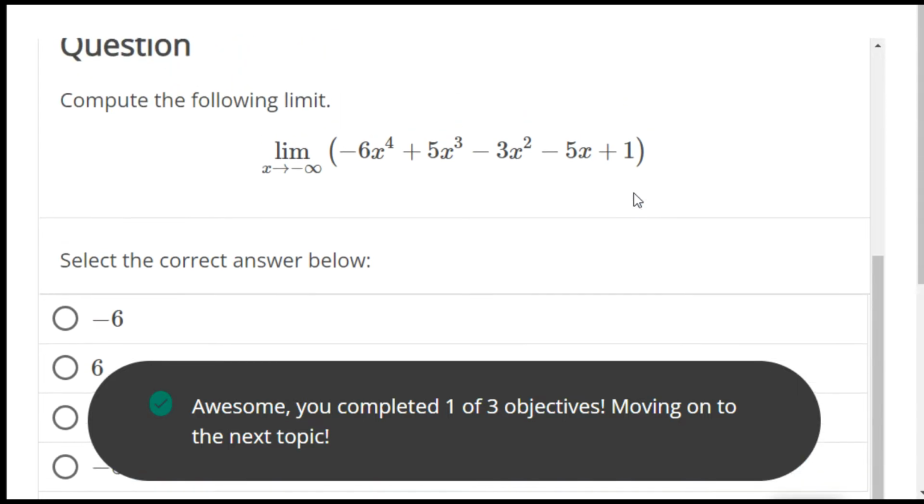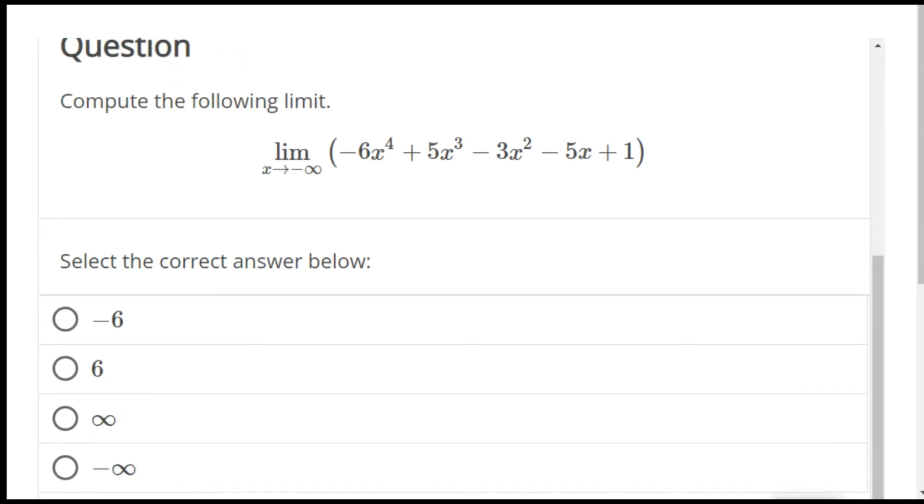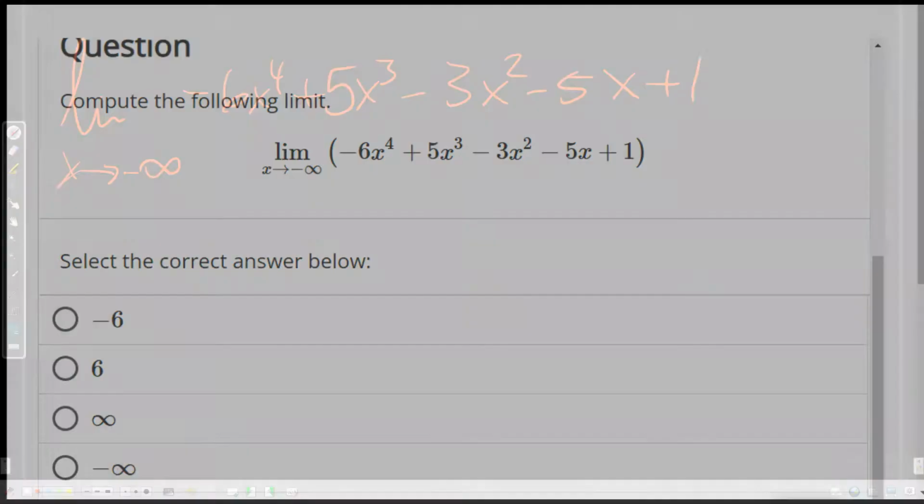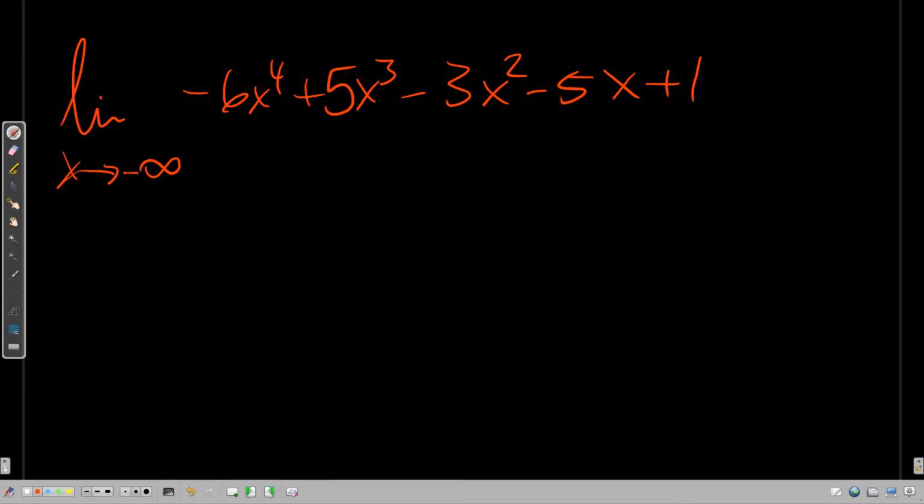All right, compute the following limit. Oh my goodness, it's a big polynomial. The limit as x goes to minus infinity of minus 6x to the 4th plus 5x cubed minus 3x squared minus 5x plus 1. We are going to minus infinity.